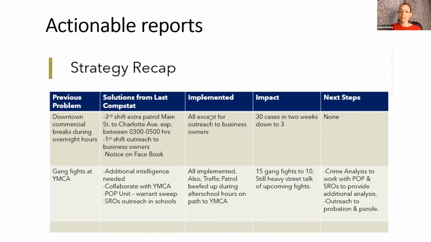Okay, so then the analyst studies the impact of it. So here we have 15 gang fights down to 10 gang fights. That's good progress, but it's not enough, right? There's still heavy street talk about upcoming events and upcoming fights. So the next step is perhaps crime analysis will work with POP and SROs to provide additional analyses. We'll reach out to probation and parole, and then open for discussion. What does this group in Compstat want us to do for next week, right?